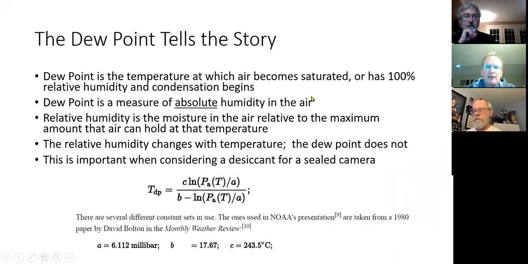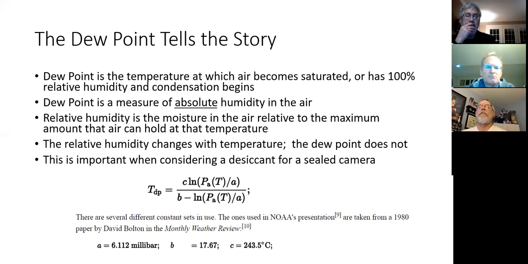Now, I'm going to go off on a bit of a tangent about dew point, because at least for me, it was really important to think about dew point to understand what these desiccants are doing in our chambers and why my image is getting foggy. So dew point is the temperature at which air becomes saturated, or has 100% relative humidity. And at that point, condensation begins.